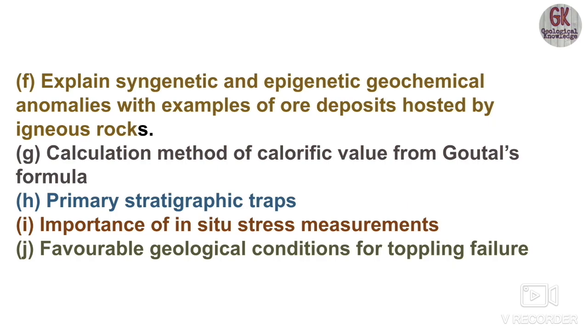1F is dealing with explaining the syngenetic and epigenetic geochemical anomalies with examples of ore deposits hosted by igneous rocks. So you have to talk about the geochemical anomalies in terms of the examples of ore deposits. So that you have to discuss.